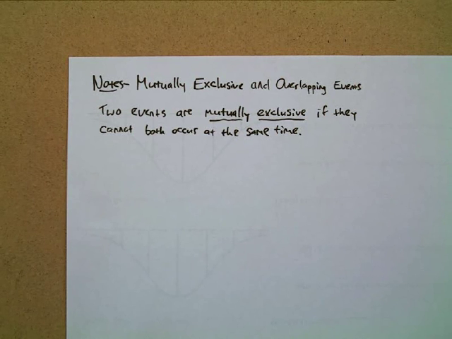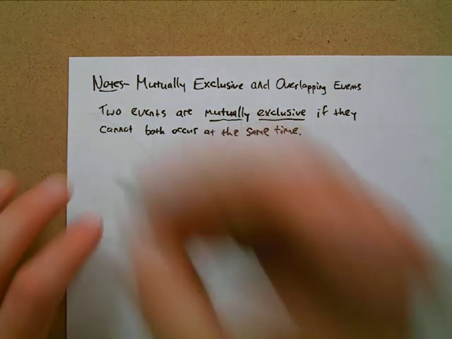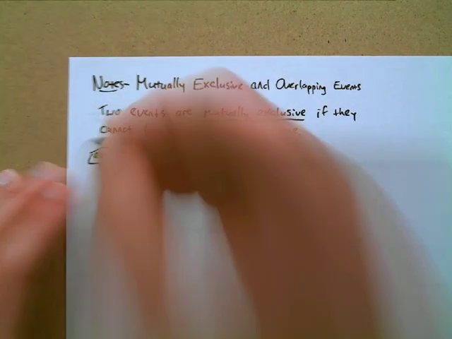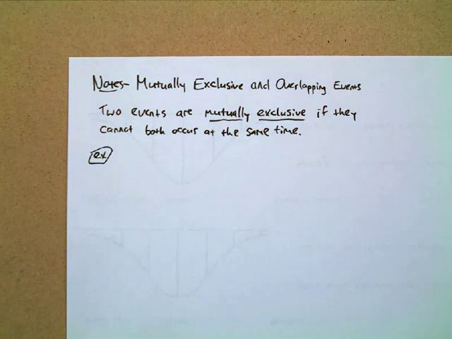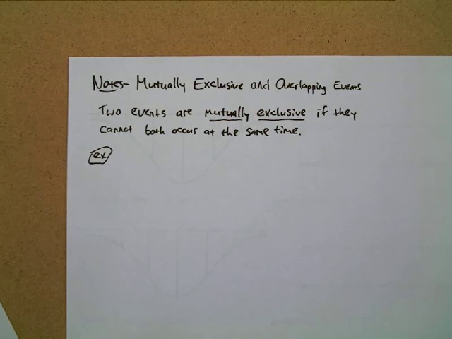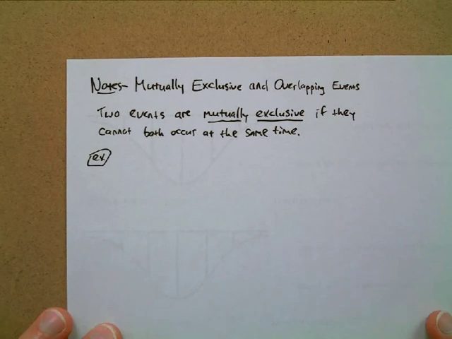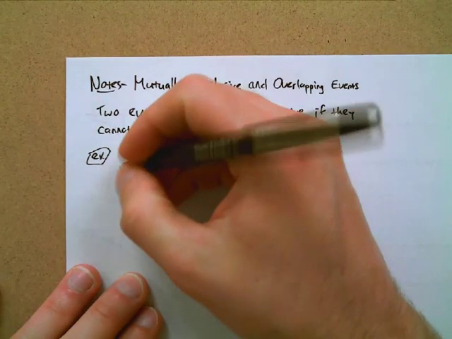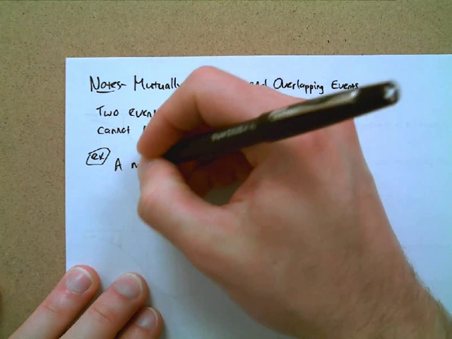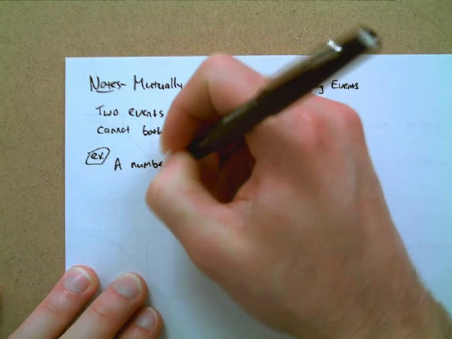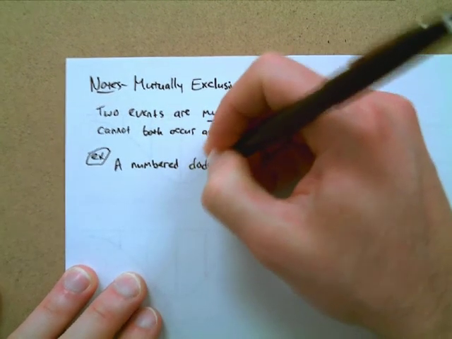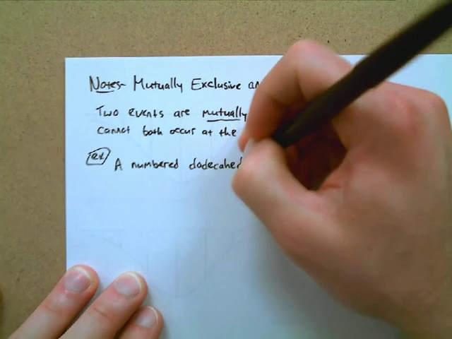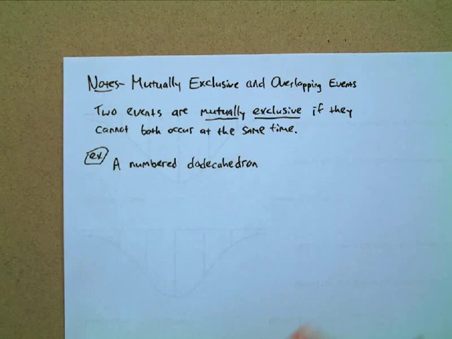So let's do an example here and talk about that. And some of you will probably be happy that we're going to abandon the set stuff for right now, but we'll bring it back in at the end to reconnect some stuff, hopefully. Okay, so let's say for our example that we have a numbered dodecahedron. Yes, it's 12-sided. Very good.